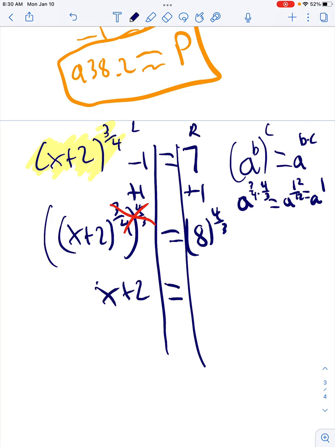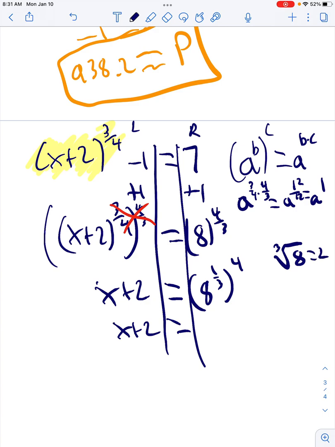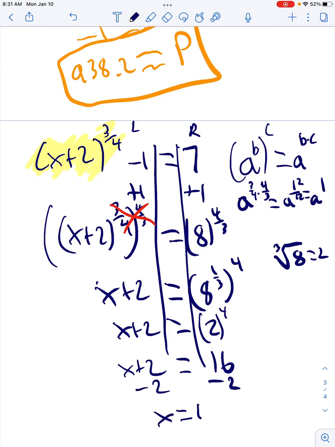So I'm left with x plus 2 equals 8 to the 4/3. I'm going to rewrite this as 8 to the 1/3 raised to the 4th. Again, same thing technically. I do know, however, that 8 to the 1/3 power is the same thing as the cubed root of 8, which equals 2. So I'm going to rewrite this as 2 to the 4th power. 2 to the 4th, 2 times 2 times 2 times 2, is 16. And then I'll subtract 2 to get my final answer of x equals 14.